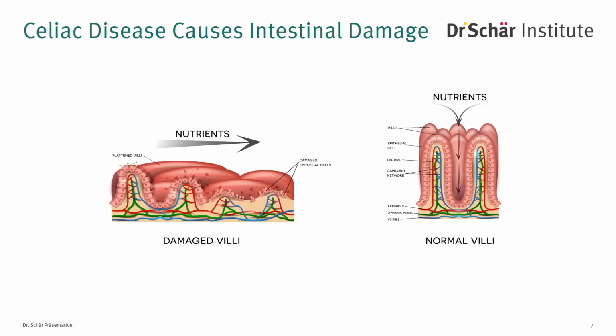Celiac disease causes damage to the small intestine in the form of villous atrophy. This means that the villi in the small intestine are flattened and the epithelial cells are damaged. This leads to reduced nutrient absorption and a variety of symptoms. The normal intestine has elongated villi, which is critical for digestion and nutrient absorption.